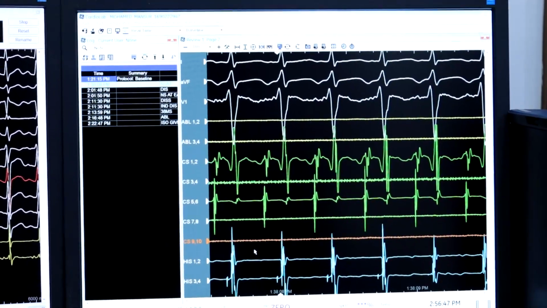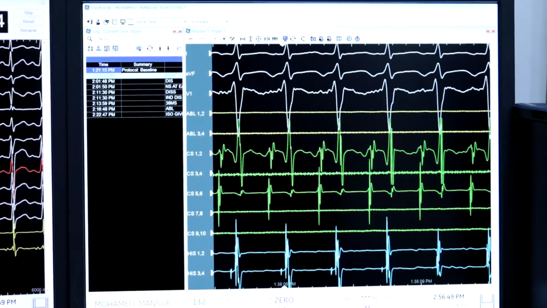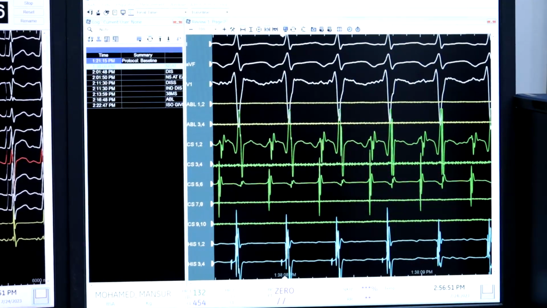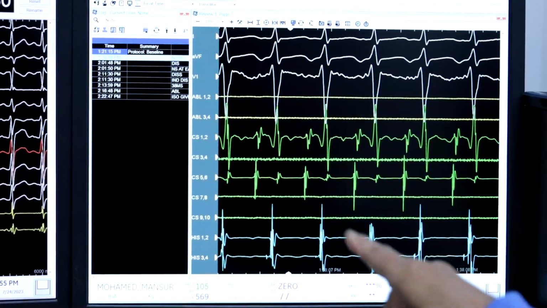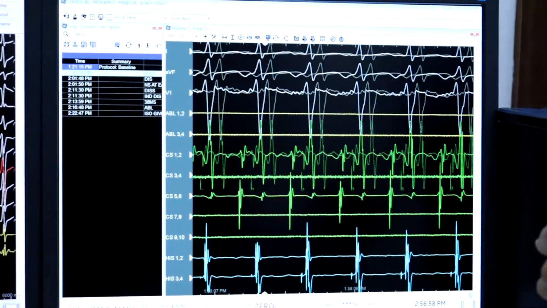Okay. So we start with V pacing, and we always have no retrograde conduction at the beginning. And then the tachycardia starts to run.